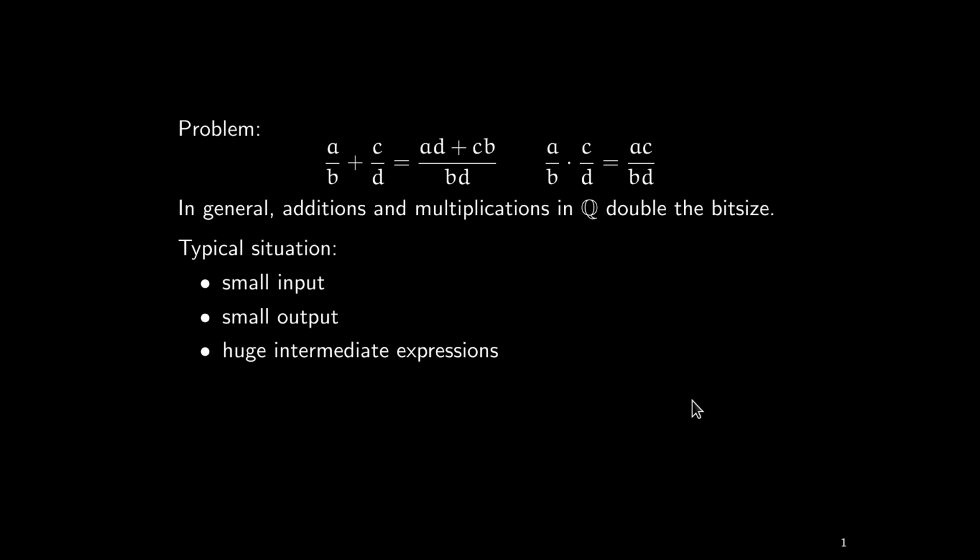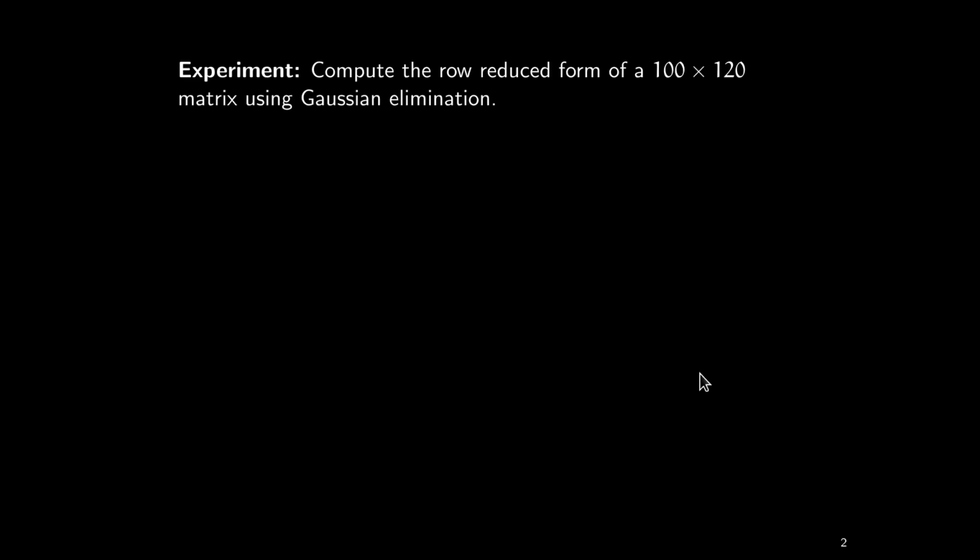So let's look at this for a concrete example. Let's do an experiment and compute the null space of a matrix. That's just an example for some problem, and you could consider any other problem instead. But let's choose this as an example for today. We want to compute the row-reduced form of a matrix with 100 rows and 120 columns, so that the null space is probably a vector space of dimension 20.